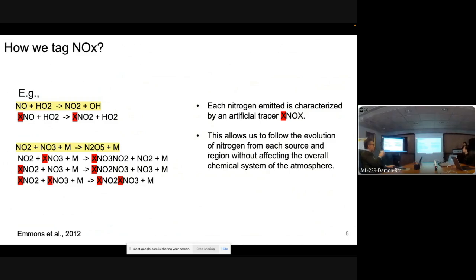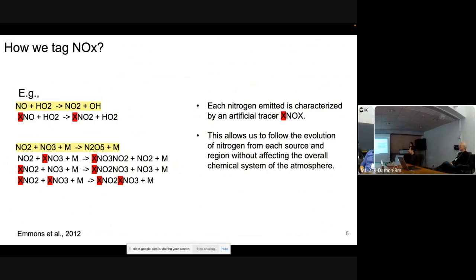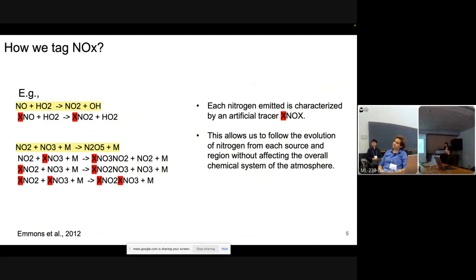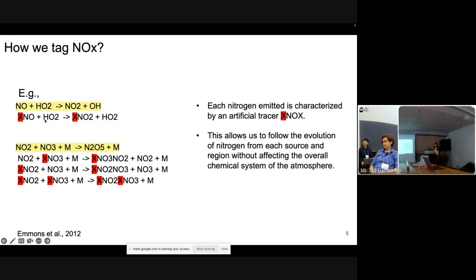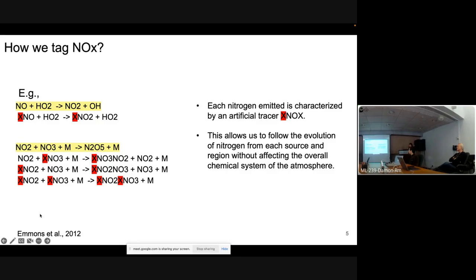Okay, how do we tag NOx? In the chemistry mechanism, all the sources are considered simultaneously, but each nitrogen emitted is characterized by an artificial tracer, X-NOx. The example here shows that X-NOx species are added for each related reaction. For species like N2O5, there are 3 pathways that can form tagged N2O5, and they are all added to the mechanism. For the detailed mechanism, please look at Lewis's paper.